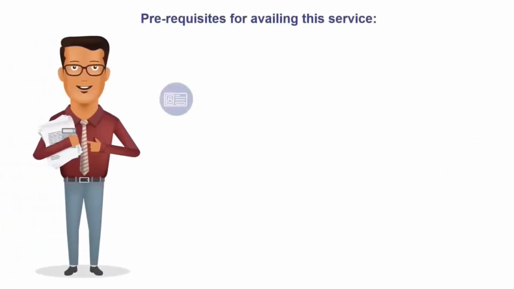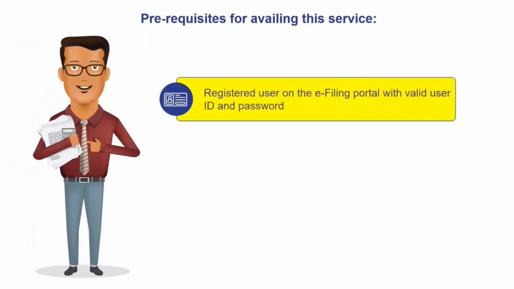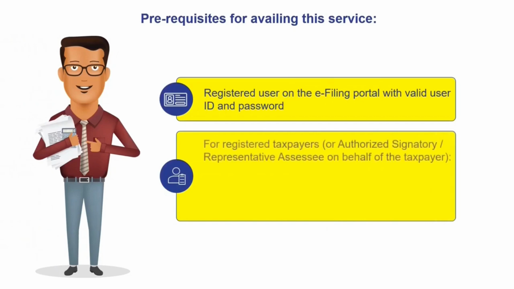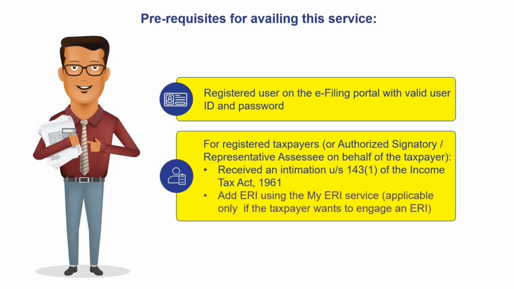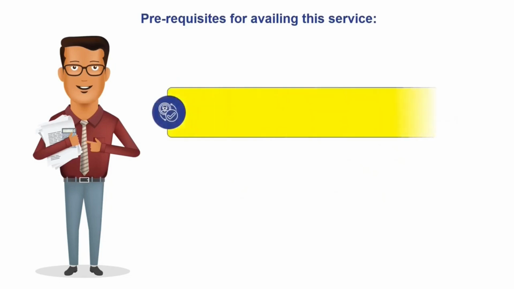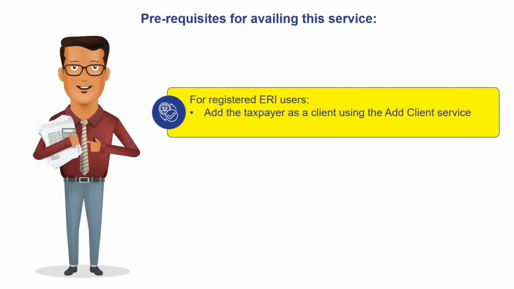Let us first see what are the prerequisites for filing a rectification request. For filing a rectification request, you should be a registered user on the e-filing portal with valid user ID and password. You must have received an intimation under Section 143(1) of the Income Tax Act. If the rectification is required to be filed by an ERI, then the taxpayer must have added the ERI using My ERI service. And for registered ERI users, they must have added the taxpayer as a client using the Add Client service, and the status of ERI should be active.